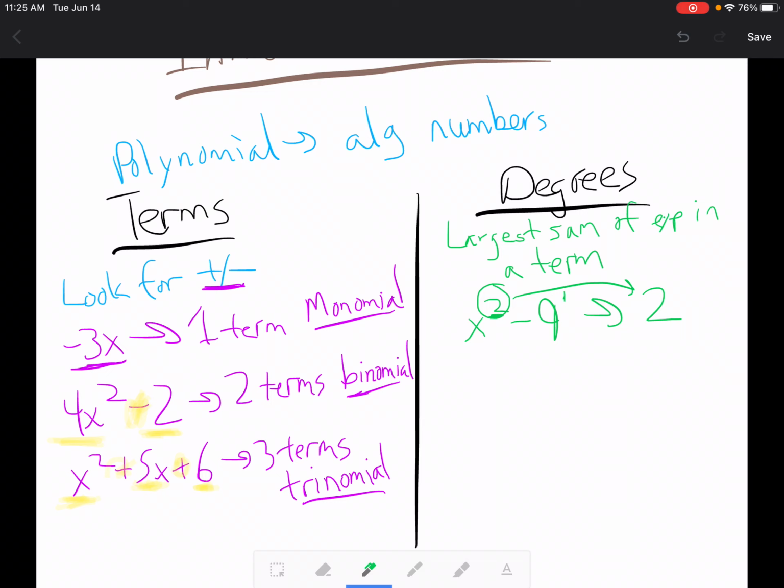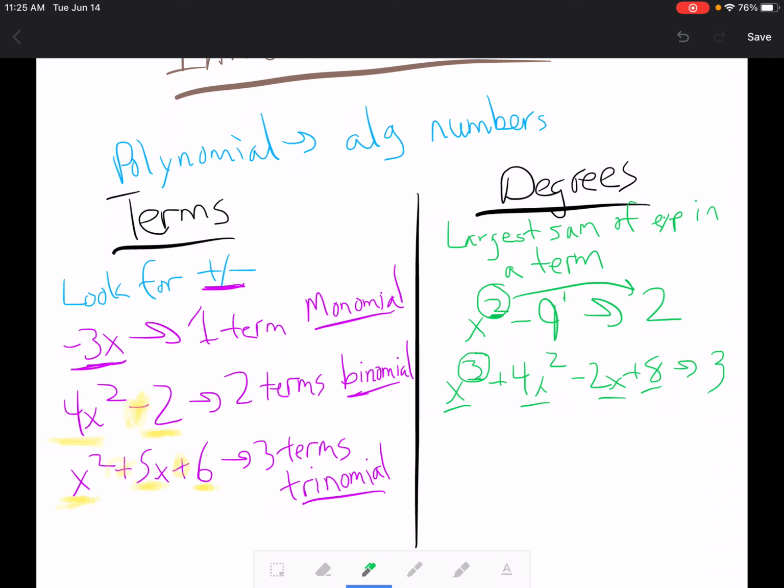All right, now let's say I had something like x cubed plus 4x squared minus 2x plus 8. I have a bunch of different terms, but what I want to do is go to the largest exponent. And sometimes it might be hidden. It could be written in a different order, but right here I have my largest exponent, and that is 3.